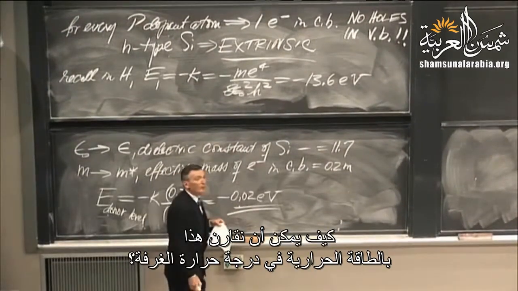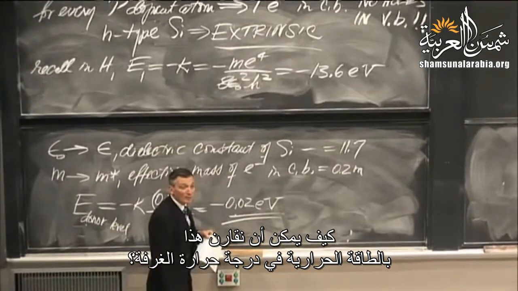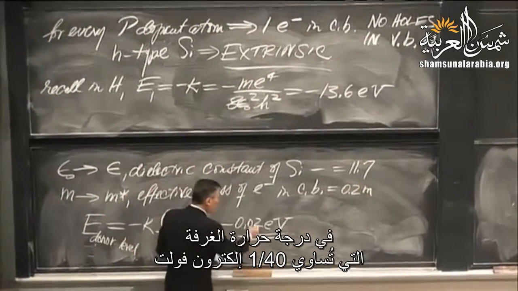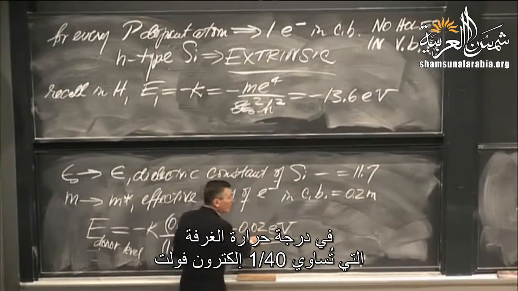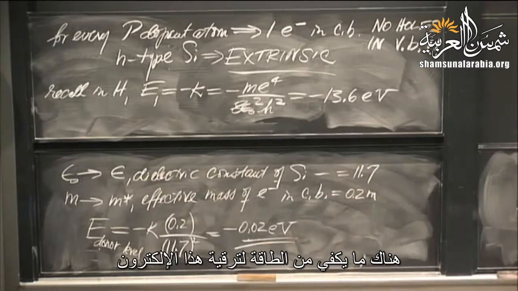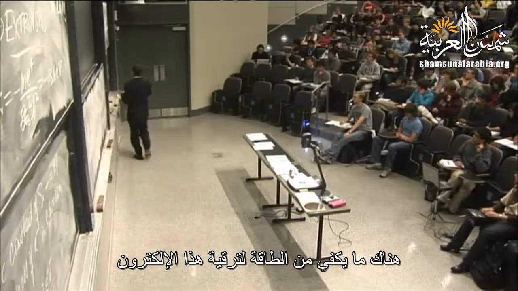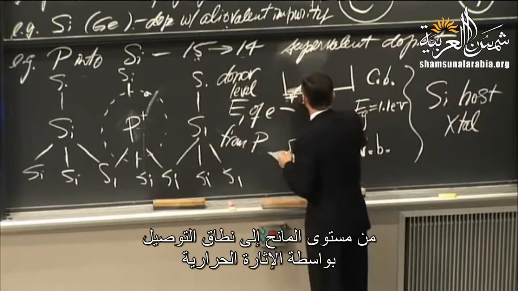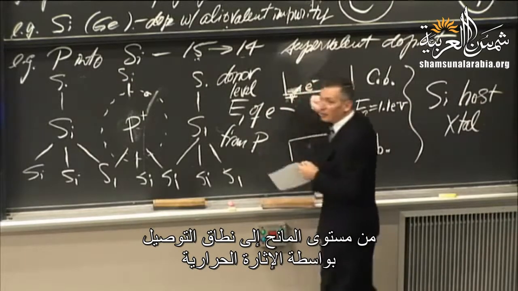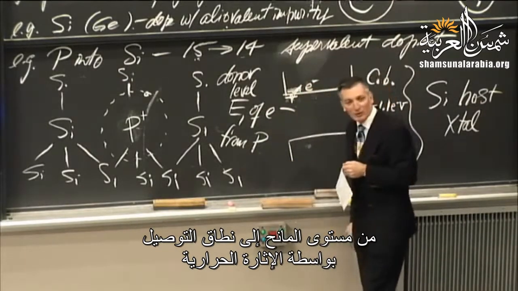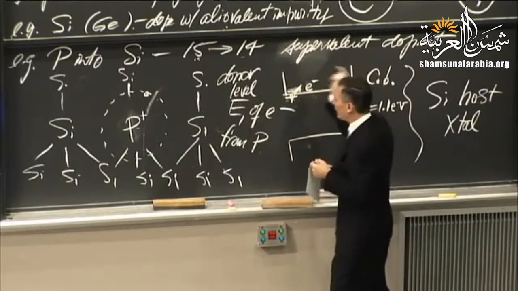How does that compare with thermal energy at room temperature? It's comparable. So at room temperature, with 1/40th of an electron volt, there's enough energy to promote this electron up into the conduction band by thermal excitation from the donor level.